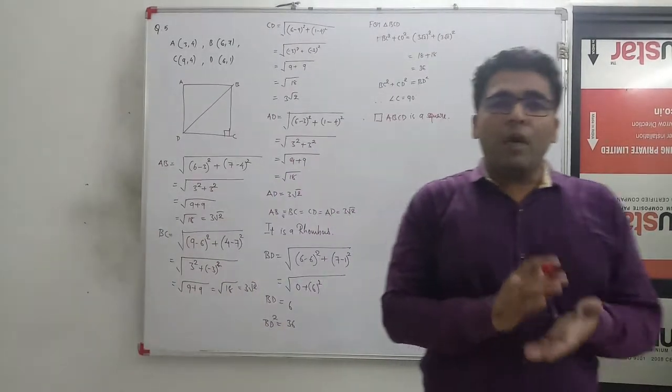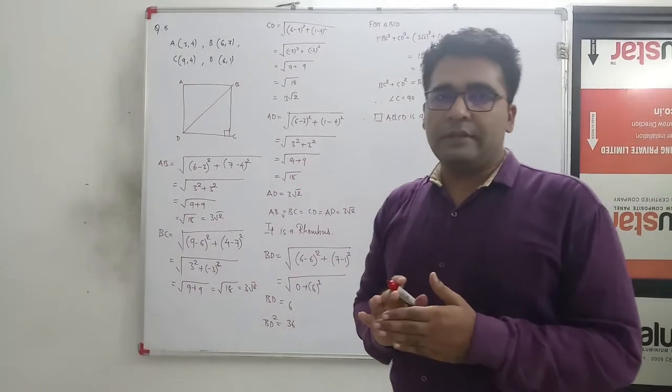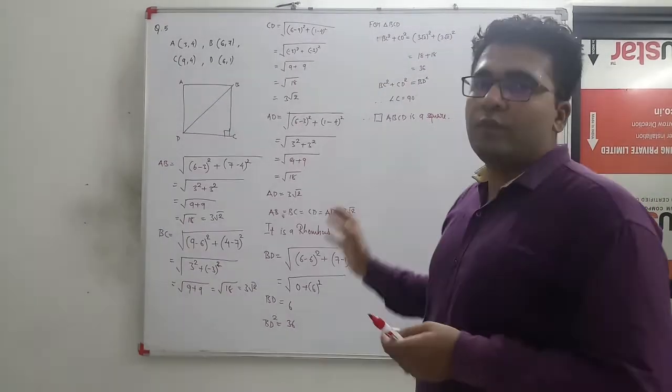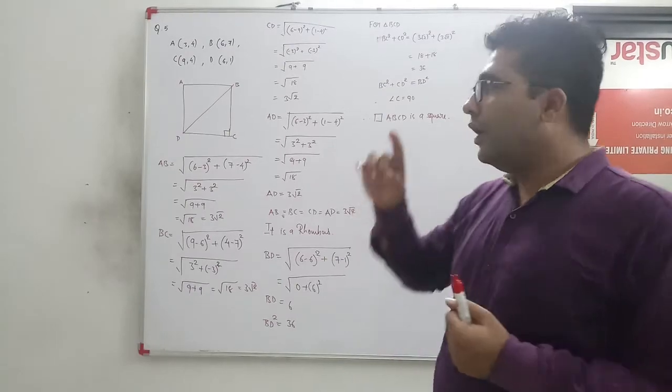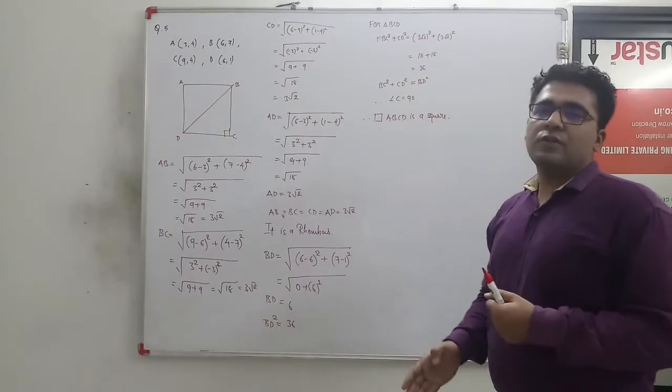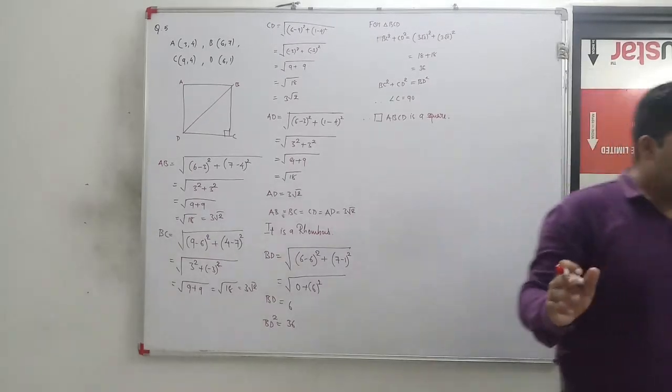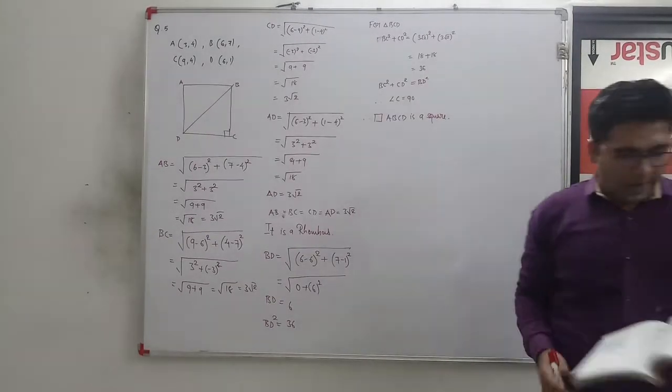I have already explained all these identities in the previous videos. So you need to use those identities to prove whether it is a square, parallelogram or any other quadrilateral. So in this way we can say that it is a square.